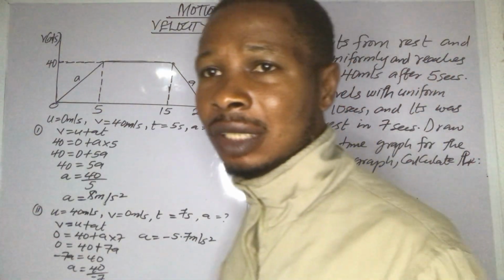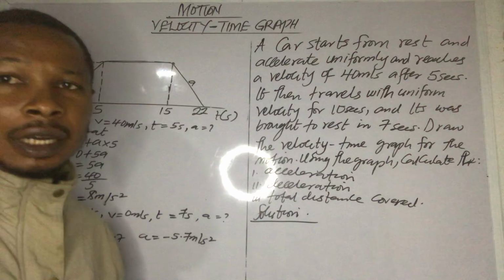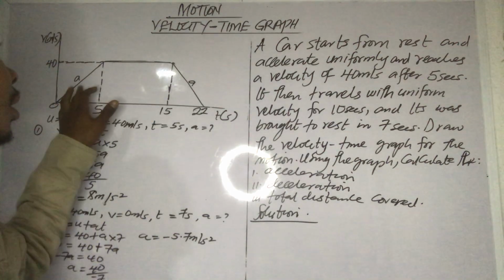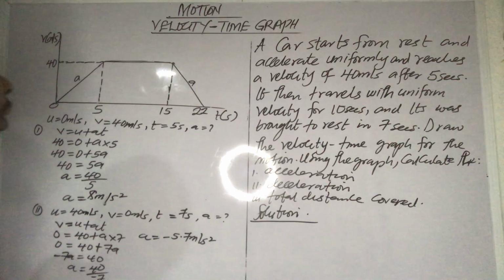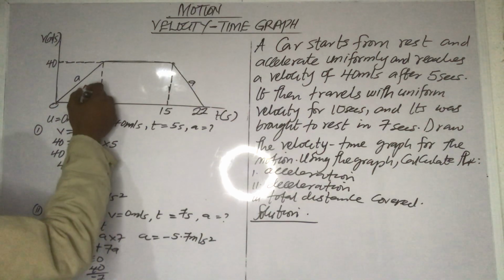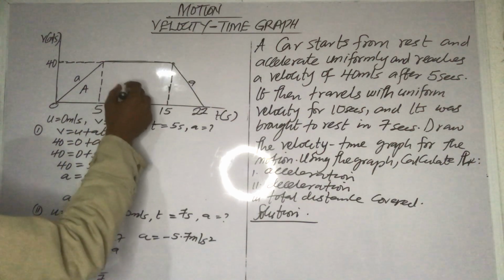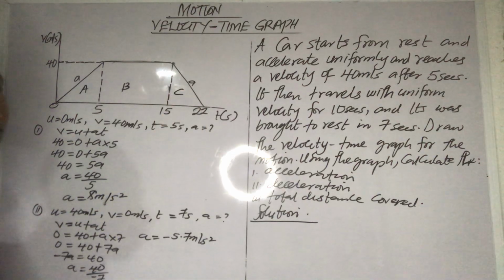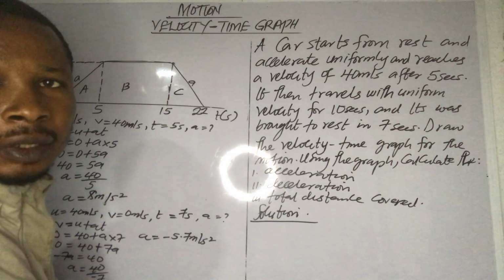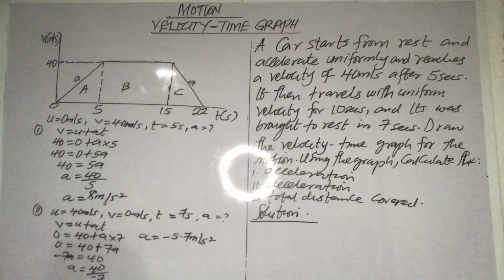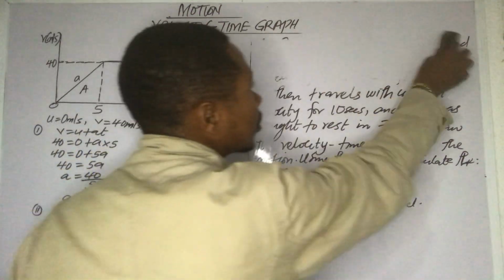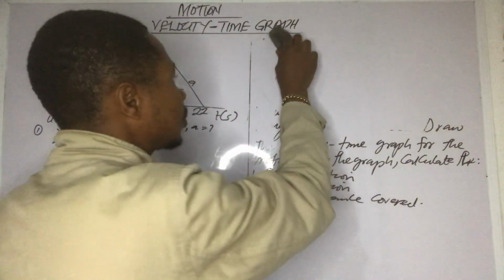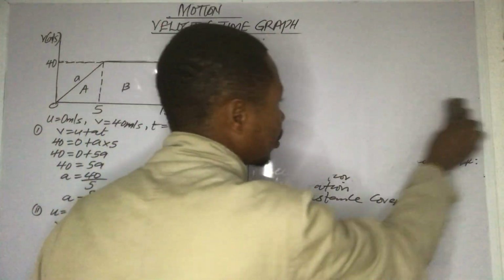To find the total distance covered by this car, you need to first find the area of the shapes, then add together. You need to first find the total area of this triangle, or total area of this rectangle, or total area of this triangle, then add together. So let's start now. So I can clean this one. That's the question. If you need the question, you can still go back to it again.